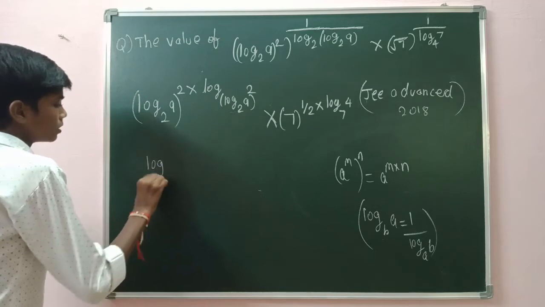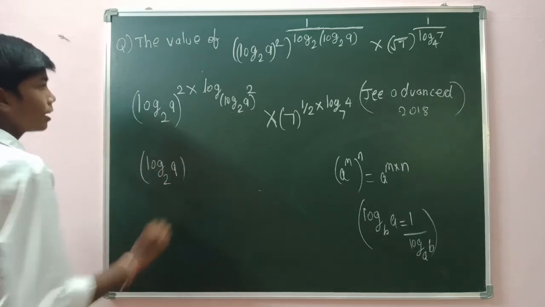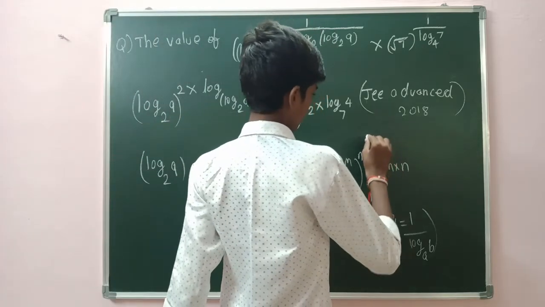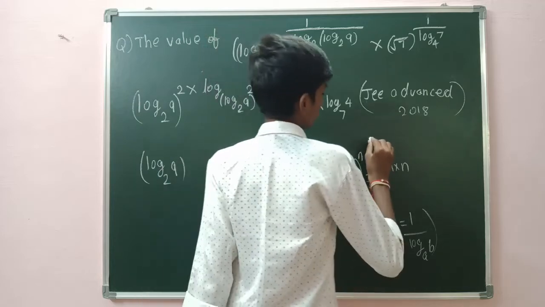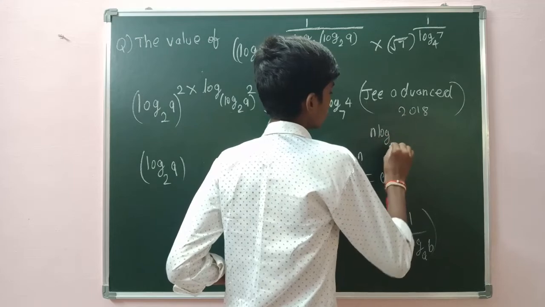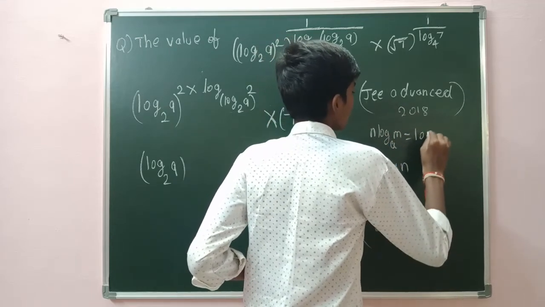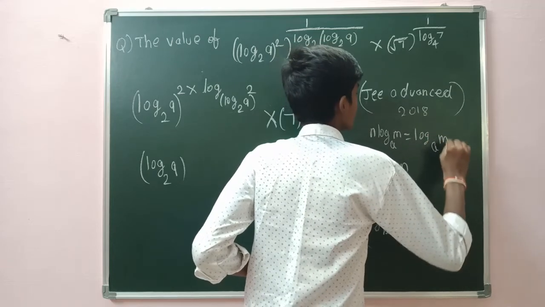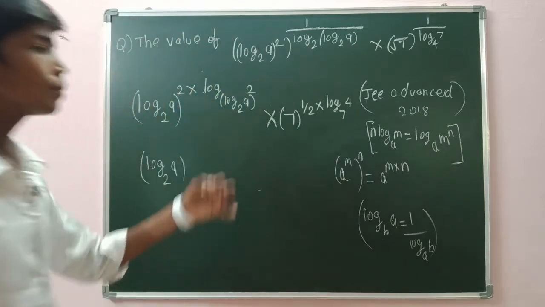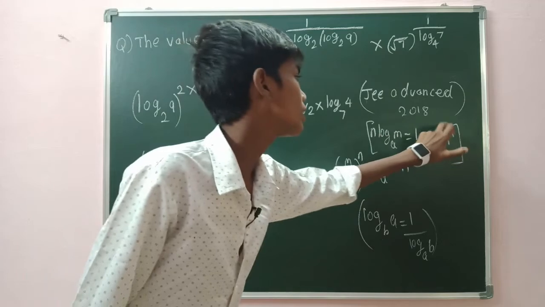I am having 9 whole power 2 into this log. So I hope you know this property, that is n into log to the base a of m can be written as log to the base a of m power n. This is one of the important property. Okay. So n into log to the base a of m can be written as log to the base a of m power n. Just this n will go upon the power of m.